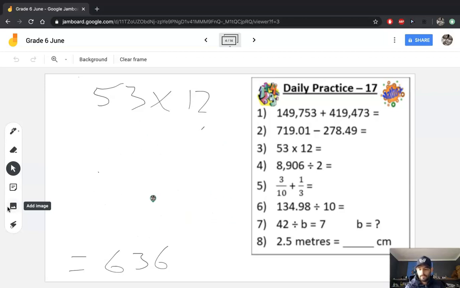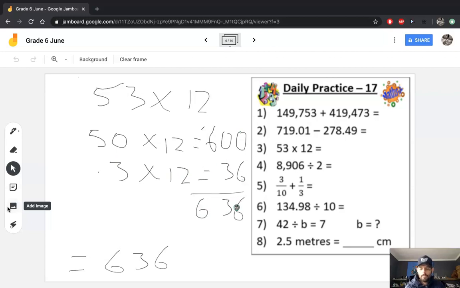So I'm first going to say 50 times 12. And I know 5 times 12 is 60, so 50 times 12 must be 600. And then I'm going to go 3 times 12 equals 36. And if I add them together, I get the same answer. So my double and half method that I used originally must be correct. So this can be called the compensation method or the split method. Either way, you've got to do the same thing and you end up getting the same answer.